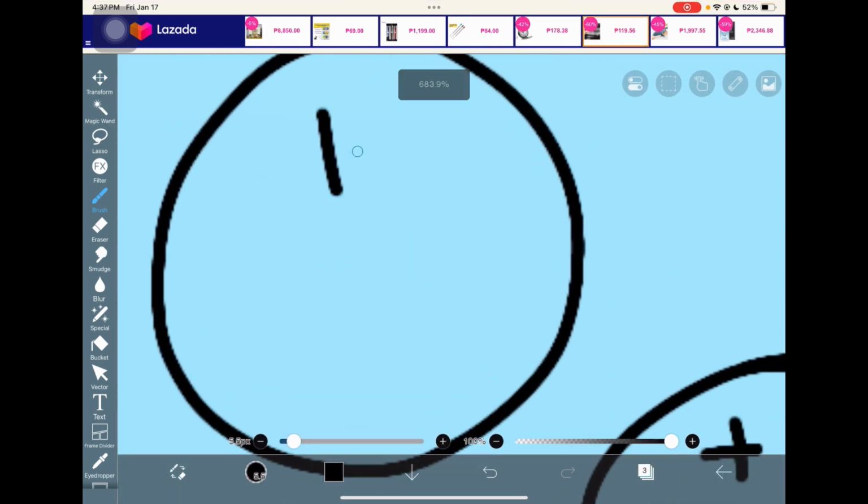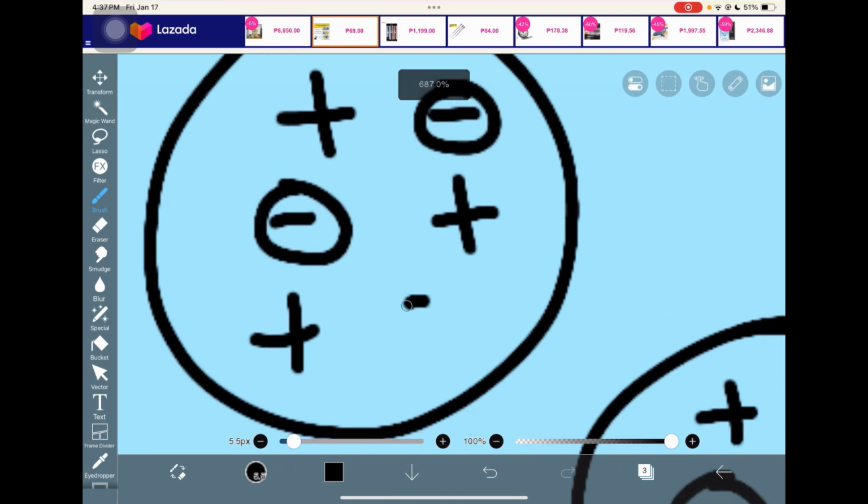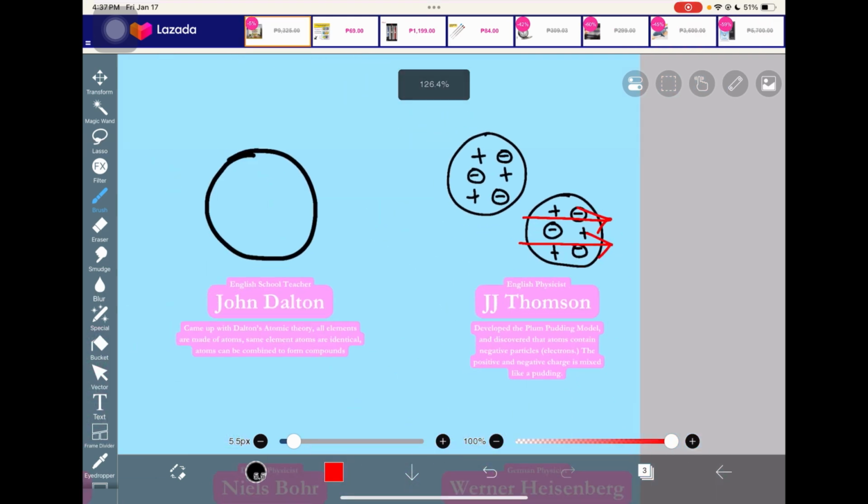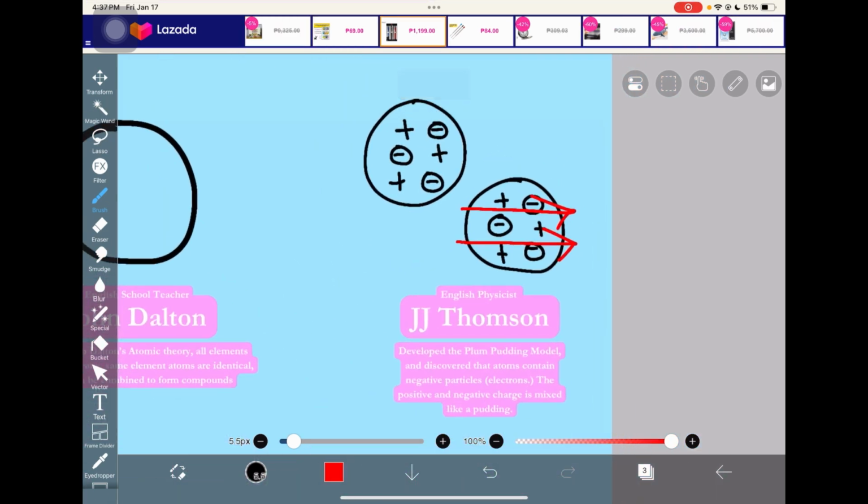So we're gonna do that here as well. We're gonna copy the same thing here as well. So this is the plum pudding model over here, and there's actually a bit of arrows here as well. So it looks something like this. This is called the plum pudding model.